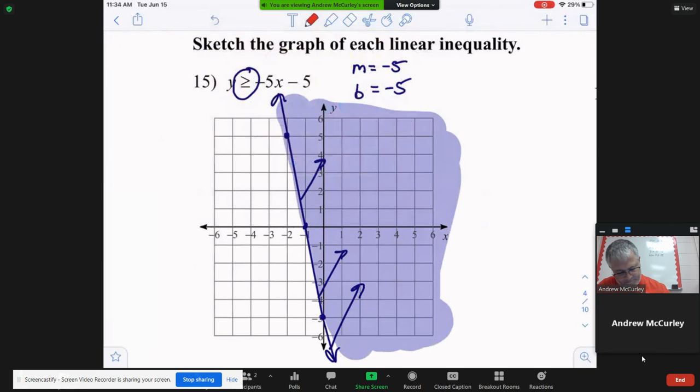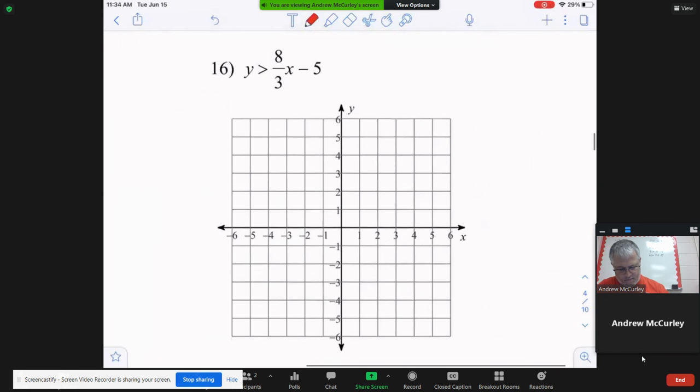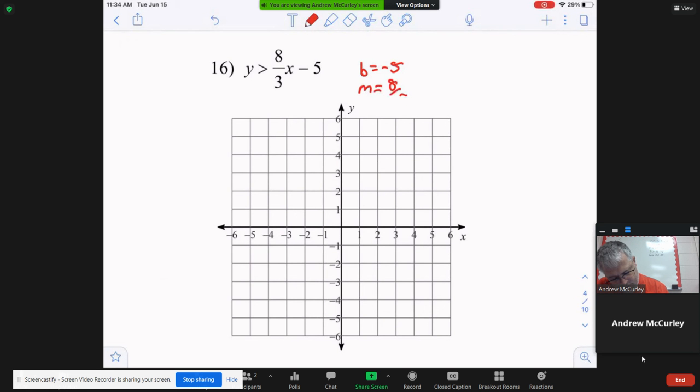Let's try that again. All right. So here we go. I got a greater than. So again, y-intercept of -5, slope of 8/3. So here's my -5. I'm going to go up 8 and over 3. So that gets me here. So that's all I can do.